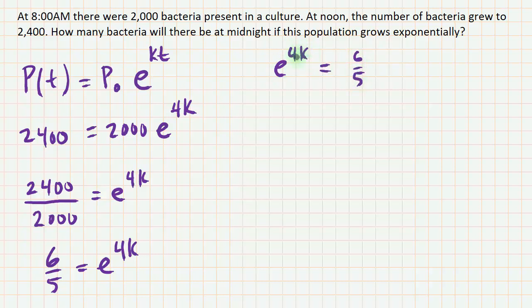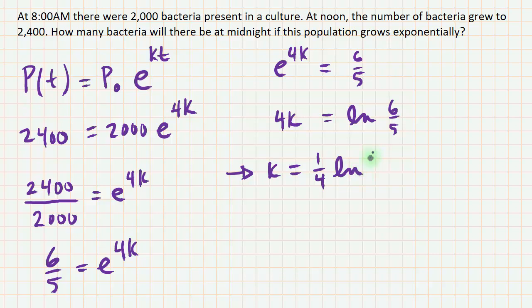Now, k is in the exponent, so this is a little exponential equation. We take the natural log of both sides. The natural log of the left side will have the effect of leaving us with just the exponent, and then we'll have natural log of 6/5 on the right. Almost there. This tells us then that k is equal to 1/4. We divide both sides by 4.